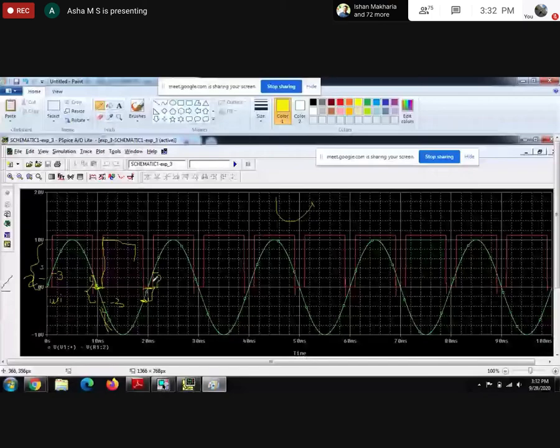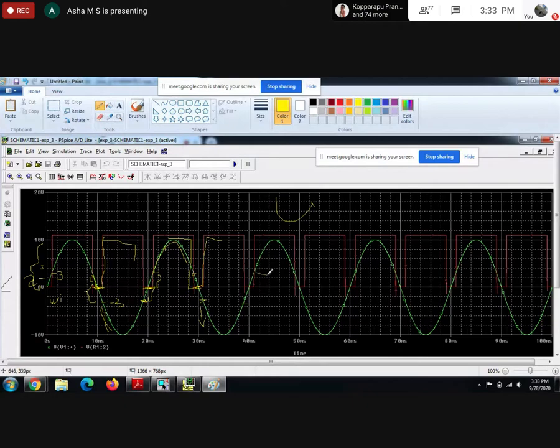Again, above 3, it changes state from 0 to positive. Once it gets into the window, plus 3 to minus 3, it changes state from positive to 0. Again, below minus 3, it changes from 0 to positive. Again, when it gets into the window from negative 3 to positive 3, it changes state from positive to 0.